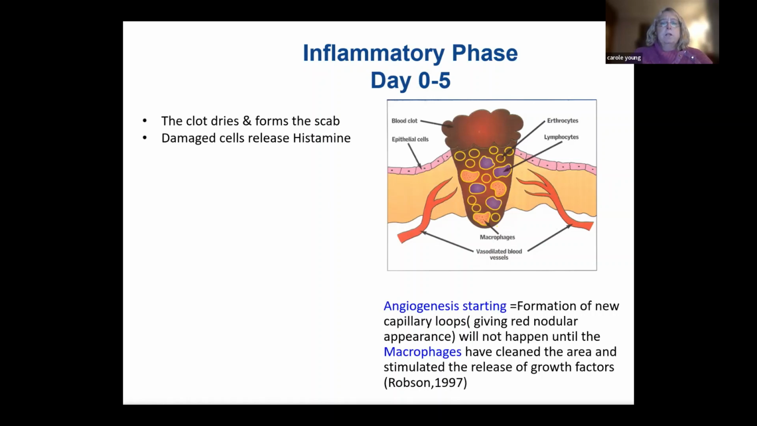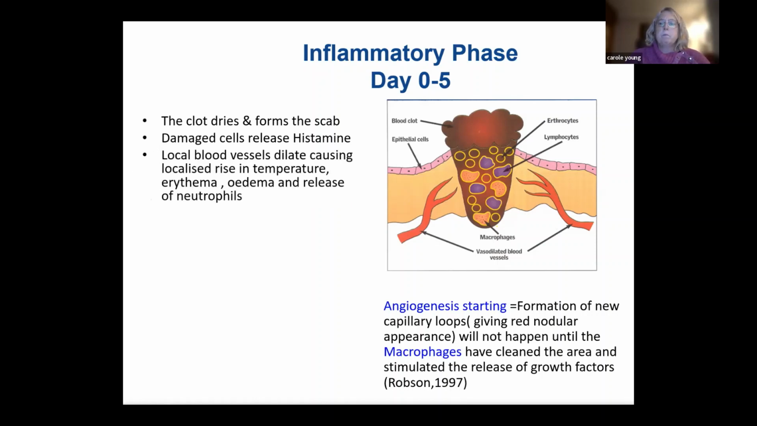The tissue surrounding the wound will become quite inflamed, with a rise in temperature and redness because of these dilated blood vessels. But we start to see things coming into the area such as neutrophils to fight off any infection. Chemokines are released to attract white blood cells, which trigger the next bit, phagocytosis. Now, phagocytosis is the destruction of pathogens by neutrophils and macrophages.